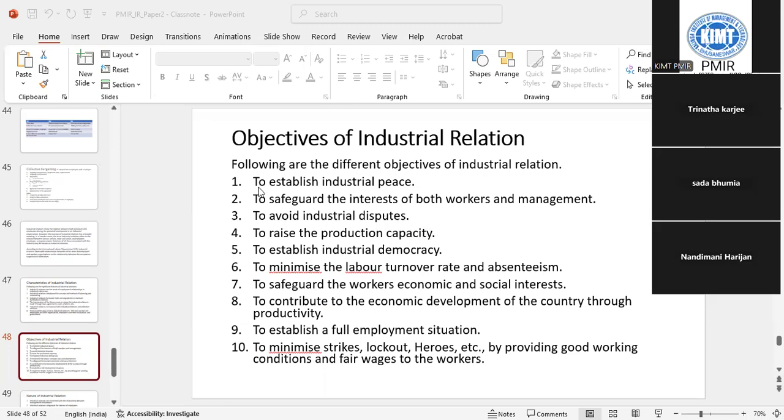These are the 10 main objectives you can remember, right? The first one is how interests are included and how disputes are avoided. It raises the production capacity of the employee, of the industry, of the country, of the state. It minimizes the labor turnover ratio and absenteeism. It establishes industrial democracy. Democracy means everyone is getting equal opportunity.